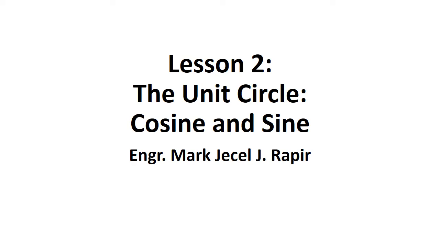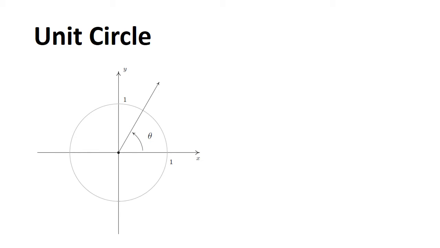In this video, pag-uusapan natin ang unit circle and ang definition ng cosine at sine functions. A unit circle is a circle with center at the origin of a rectangular plane or Cartesian coordinate plane. And meron siyang radius na 1.